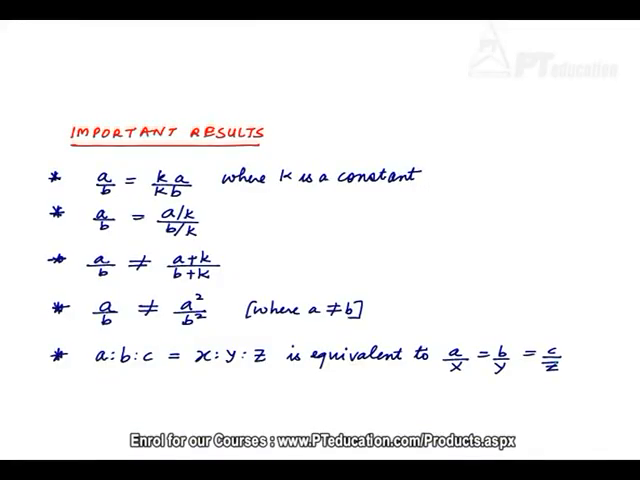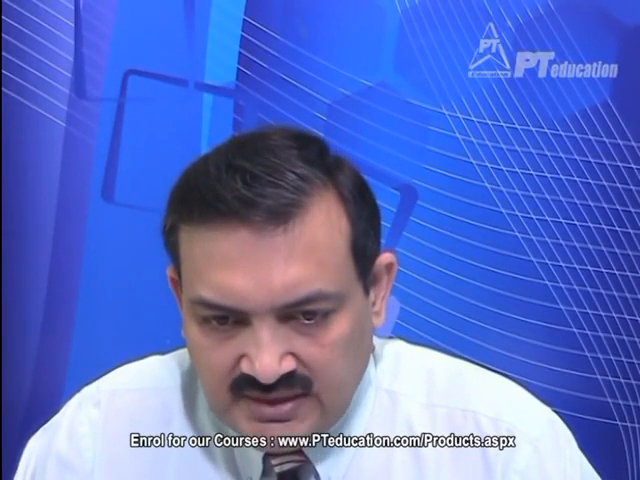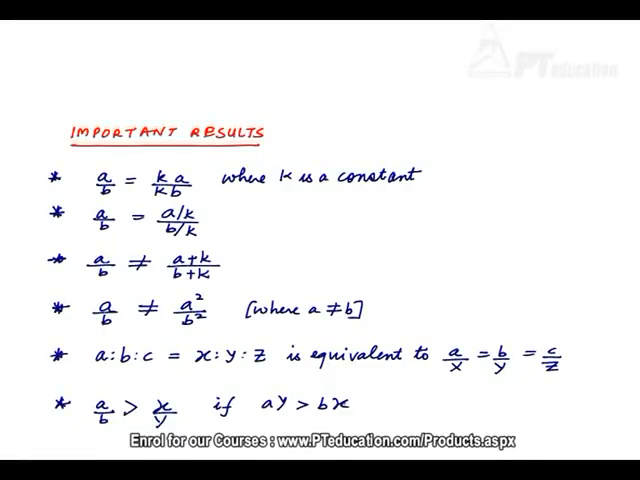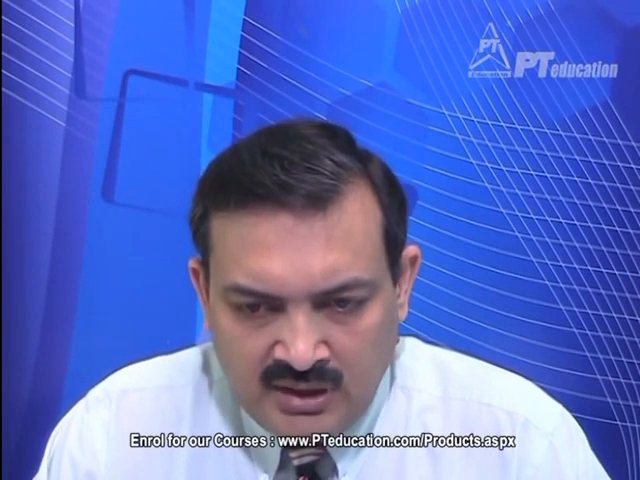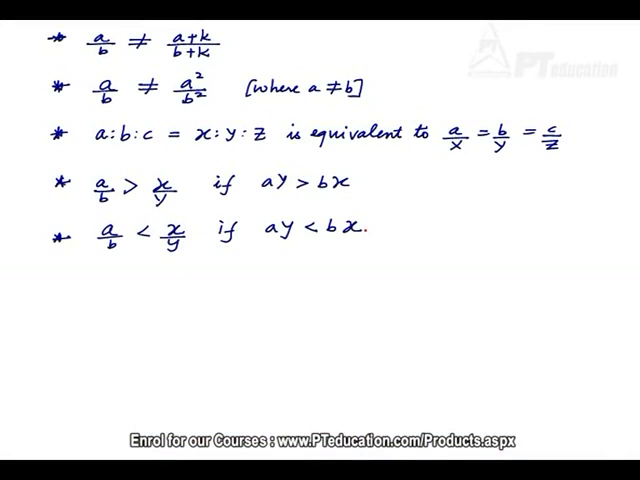A is to B is to C is equal to X is to Y is to Z is equivalent to saying that A by X is equal to B by Y is equal to C by Z. A very, very important result. A by B is greater than X by Y if AY is greater than BX. Just cross multiply. B goes to the right side, Y comes to the left side, and you have AY greater than BX. Next, A by B is less than X by Y if AY is less than BX. I hope this is very clear.